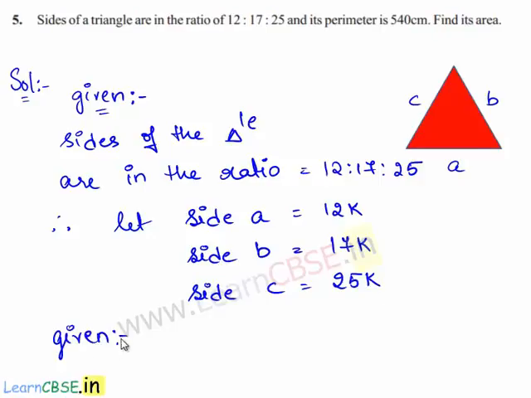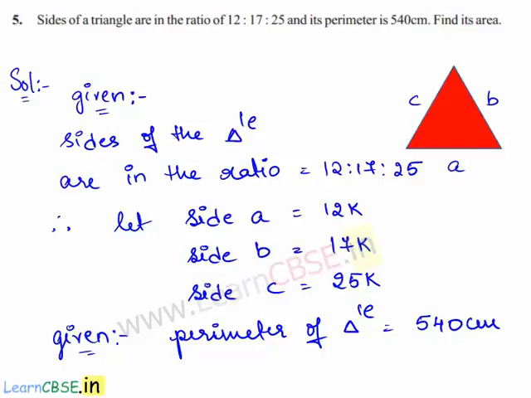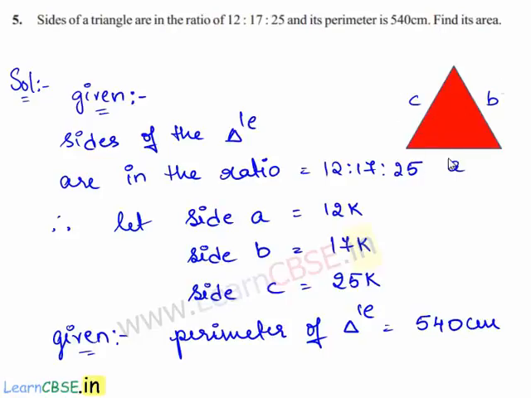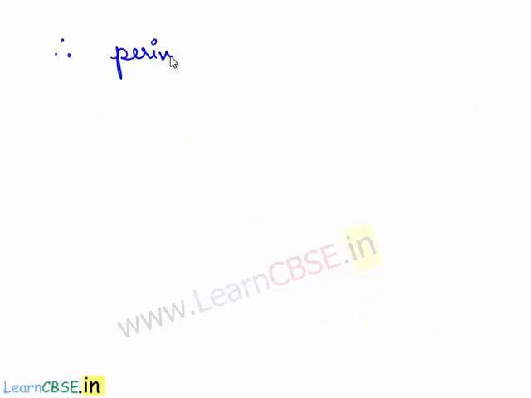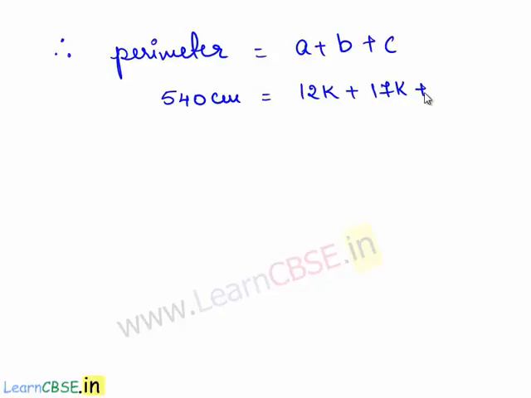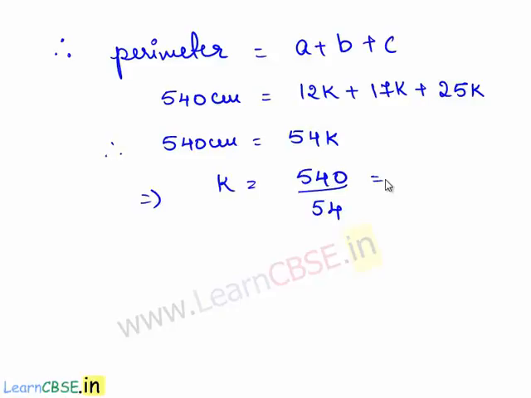Also given in the question that the perimeter of the triangle is equal to 540 centimeters. Perimeter of a triangle is the sum of the lengths of all the three sides of the triangle. Therefore, perimeter is equal to A plus B plus C. So 540 centimeters is equal to 12K plus 17K plus 25K. Therefore, 540 centimeters is equal to 54K. This implies K is equal to 540 divided by 54, which is equal to 10.